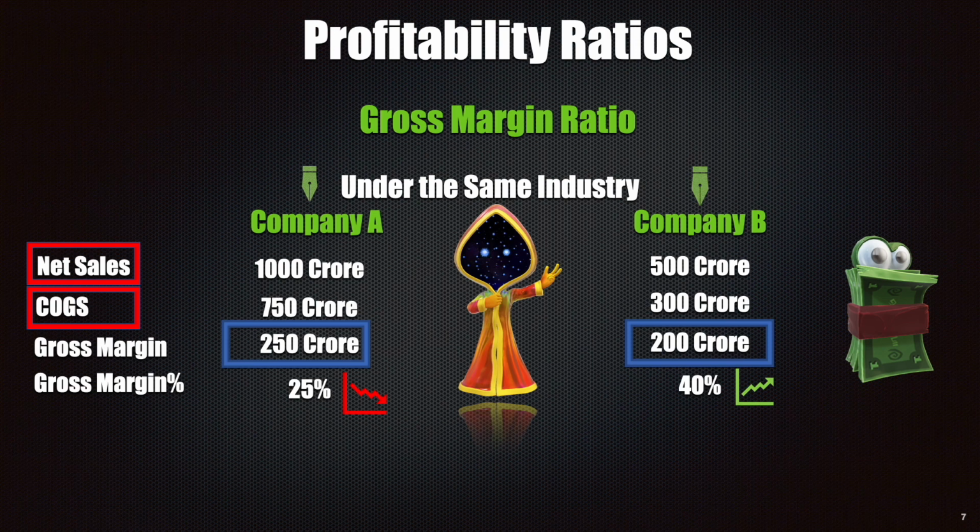So it may be possible that company B is enjoying good margin because of lower cost of goods sold or better markup. यानी कंपनी अपने खर्चों को कम करके या अपने मार्कअप को बढ़ाकर वो ग्रॉस मार्जिन रेशियो को मेंटेन कर सकती है.